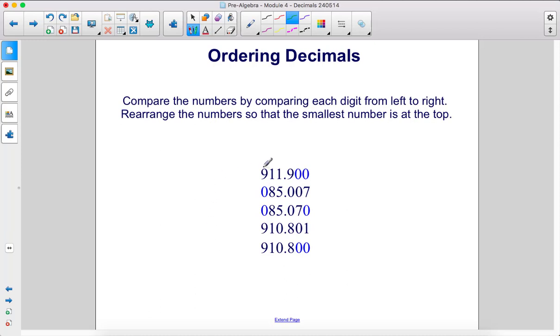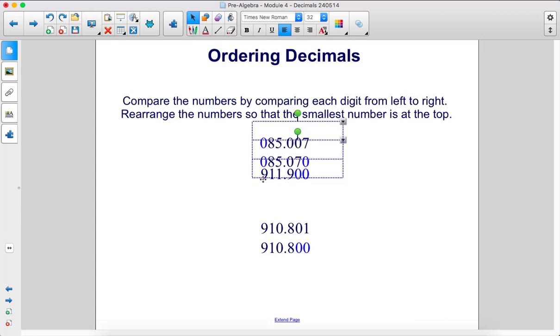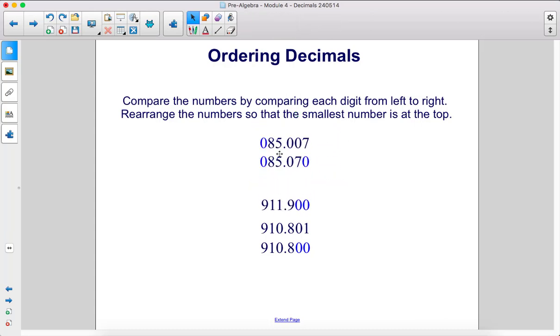Next, we're going to compare the numbers by comparing each digit from left to right. Rearrange the numbers so that the smallest number is at the top. All right, so we have two numbers here that both start with 0, so let's move them up. We'll move this one down. Which one's bigger? Well, they're the same until here. 0 is smaller than 7, so these are in the correct order right now.